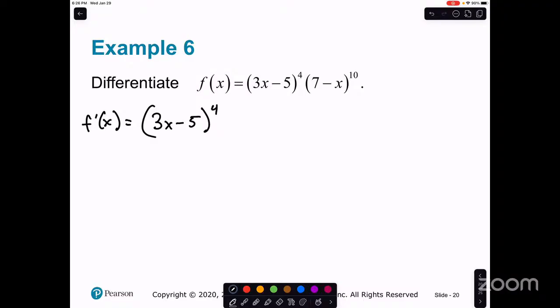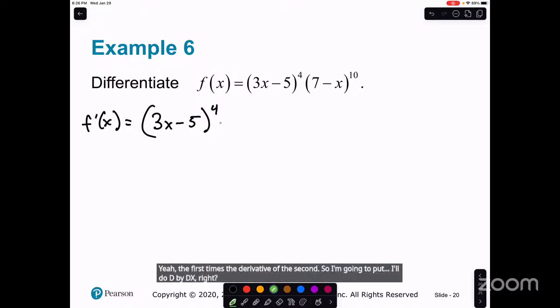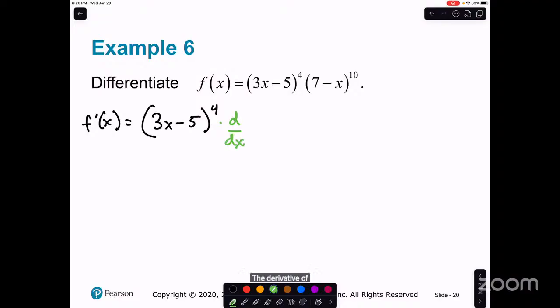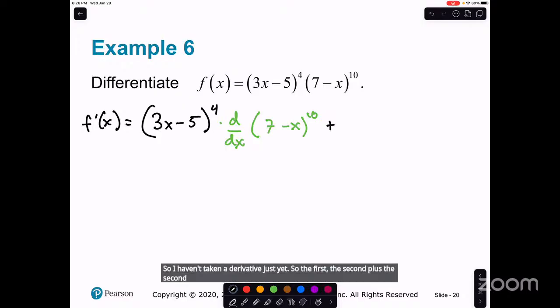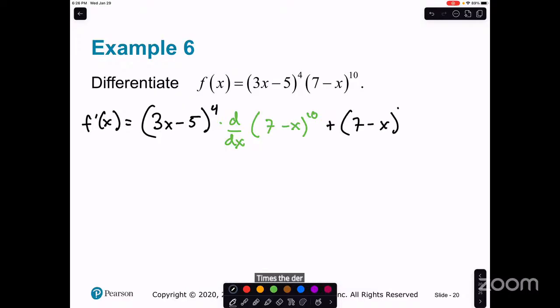Yeah, the first times the derivative of the second. So I'm going to put d by dx, right? So times the derivative of the second function, which is going to be this guy. So I haven't taken a derivative just yet. So the first times the derivative of the second plus the second times the derivative of the first. So times d by dx of this guy.